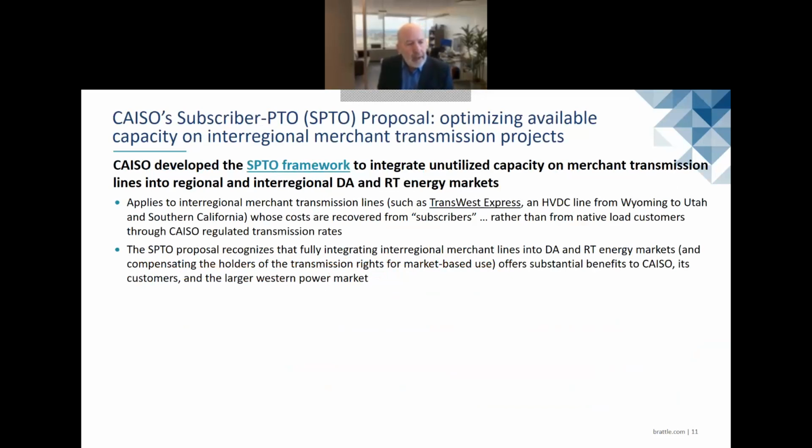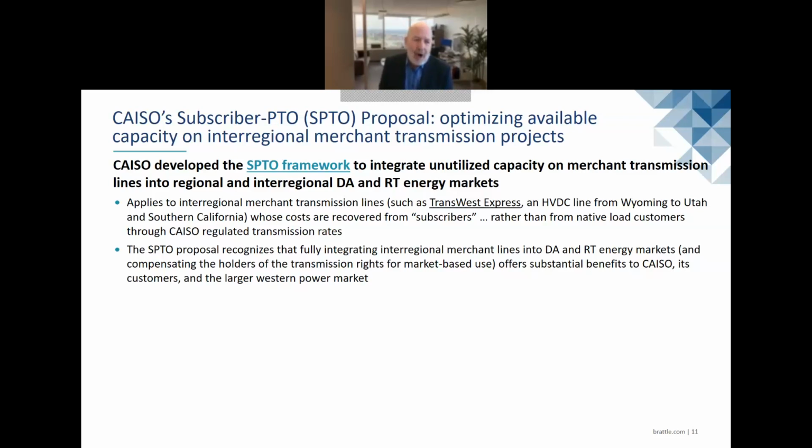As we have heard earlier, CalISO has also recognized that many of the interregional transmission projects that are being built or have been proposed are merchant transmission projects. So they're not automatically under the control of the ISOs. So CalISO has implemented, or is proposing to implement, a subscriber PTO proposal. Basically, it's tailored to integrate any capacity available on merchant projects into market optimization.